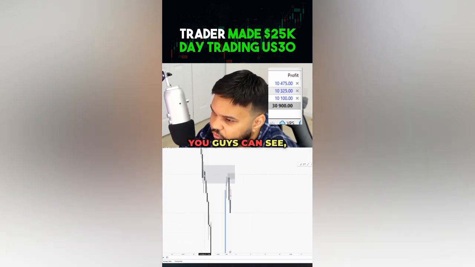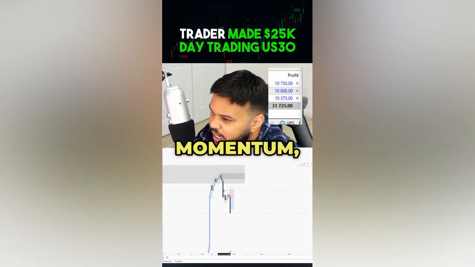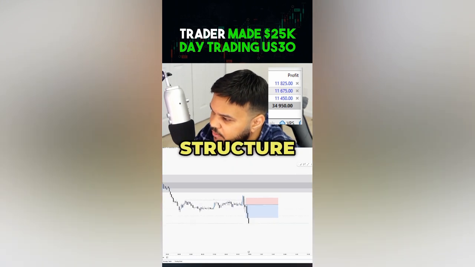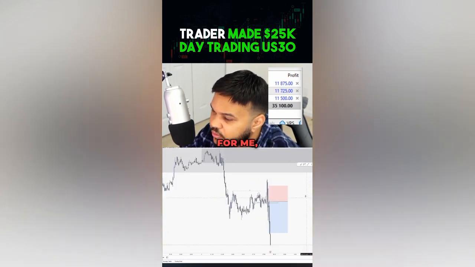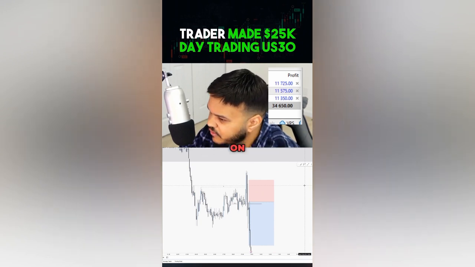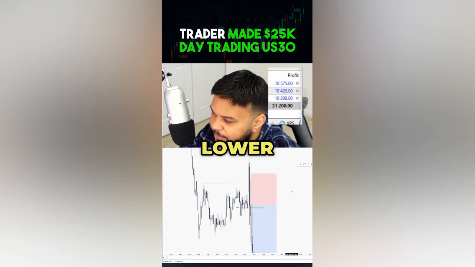Here on the 4 hour, you guys can see I saw market tapping into the 4 hour order block. On the 1 hour, also we have a bearish momentum, creating lower lows and lower highs. Then I went to the 5 minute and started looking for a structure for sales, okay? Creating lower lows and lower highs for me, kind of thing. You guys can see I mark up a minor break on 5 minutes there. So with that break, everything that I have above that level, like those lower highs, are liquidity for me.